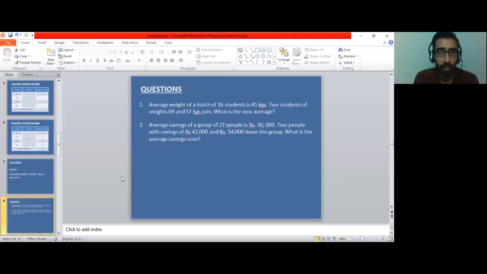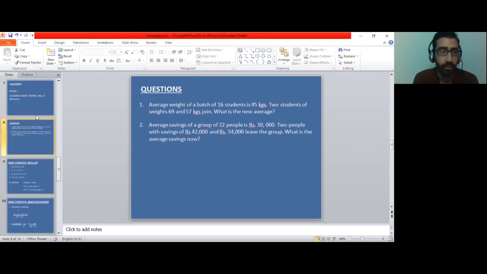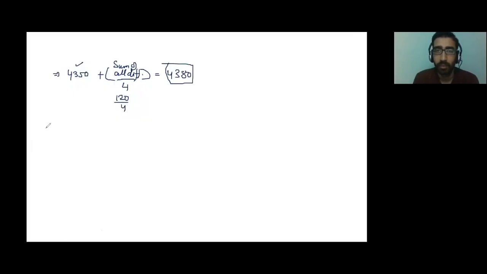And let's try to use that for this question. So let me show you this question as an example, question number 1, and then you can try question 2 and the rest of the questions. We have lots of questions on this. Say the average weight of a batch of 16 students is 45 kgs. If 2 students of weight 69 and 57 join, then what is the new average? Now, can I not see this question as based on the same concept?